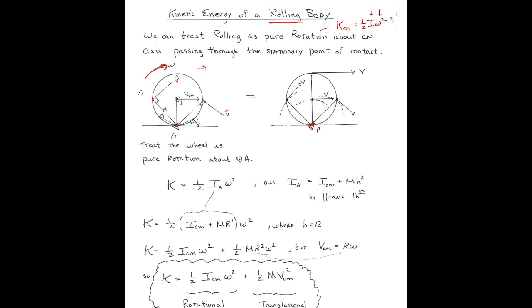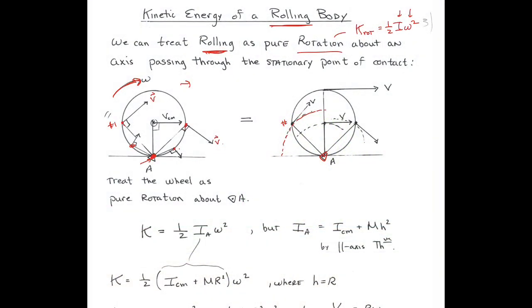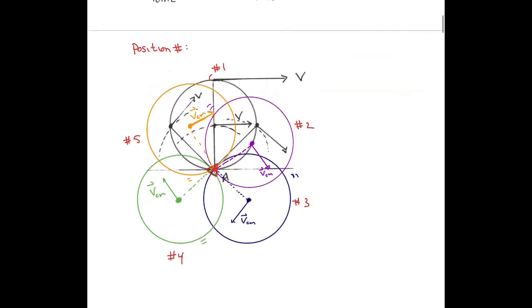And we're going to treat rolling for now as pure rotation about an axis that passes through the stationary point of contact. So what that means is, as this wheel goes rolling by, I'll show you a video right now of a wheel rolling by. If I look at this point of contact, the wheel goes by, I take a snapshot, and we're going to treat the big wheel as if it is rotating about that point. Now what I mean by that is I'm going to scroll down.